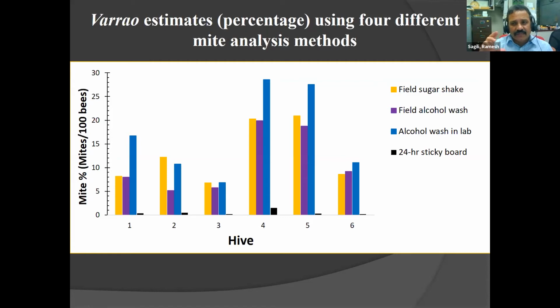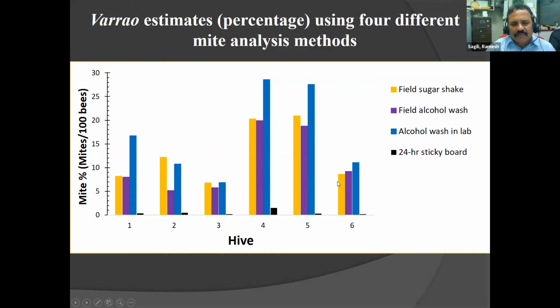There might be still some that are attached to the bees, so they can't dislodge when you're hand shaking in the field. So you can see we get more mites extracted when we use the lab method. And then this dark bar is the sticky board, which I'll not talk about at this point of time, because that's not a real comparison to these. So here you can see the field sugar shake and alcohol wash. In most of these hives that we looked at, they're pretty similar.